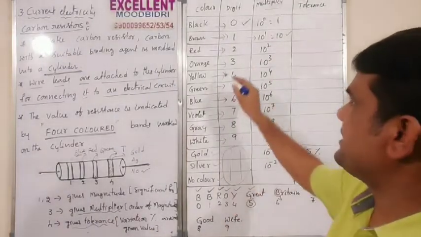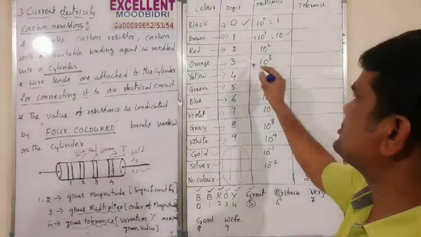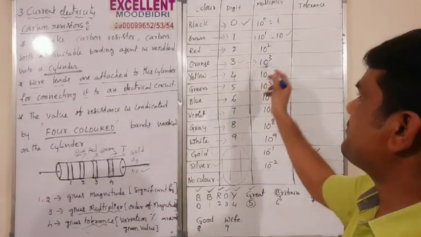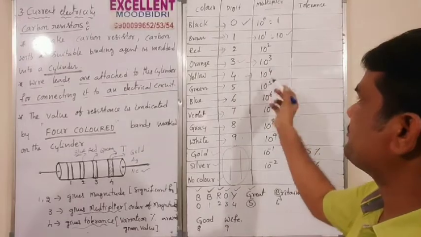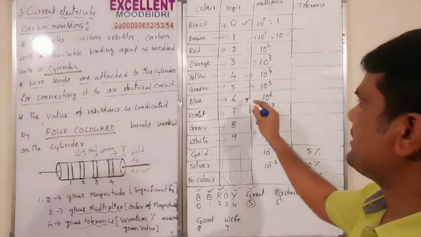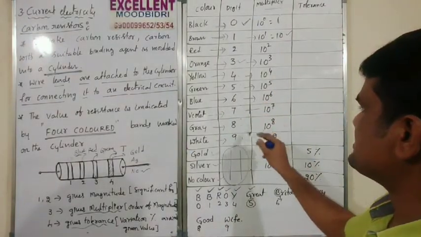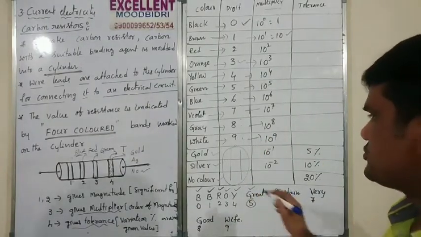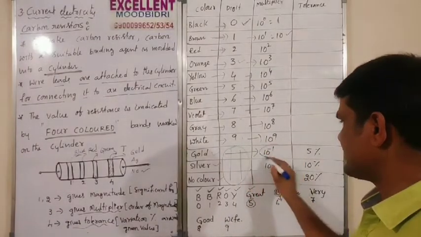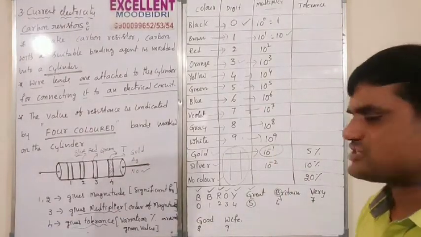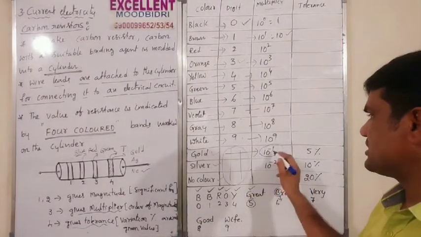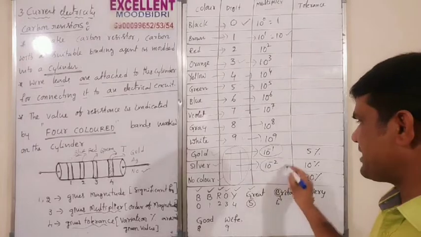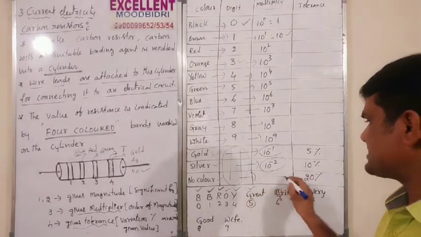Similarly, orange multiplier is equal to 10 power 3. Yellow is 10 power 4. Green is 10 power 5. Blue is 10 power 6, then 10 power 7, 10 power 8, 10 power 9 up to white. Now silver color multiplier is equal to 10 power minus 1. Gold is 10 power minus 1. Silver is 10 power minus 2. And no color is nothing here.